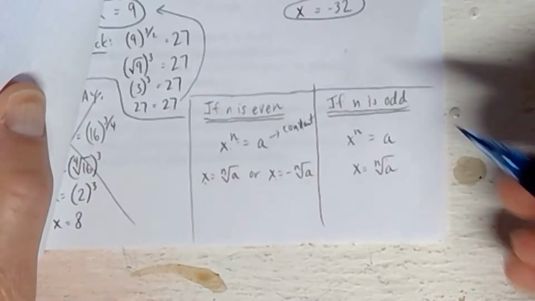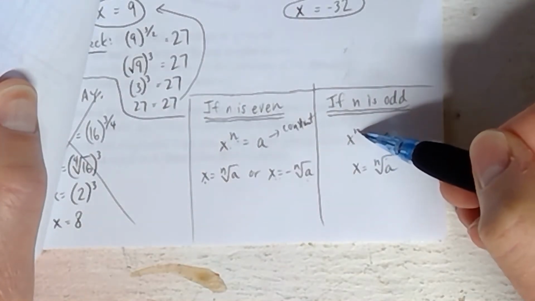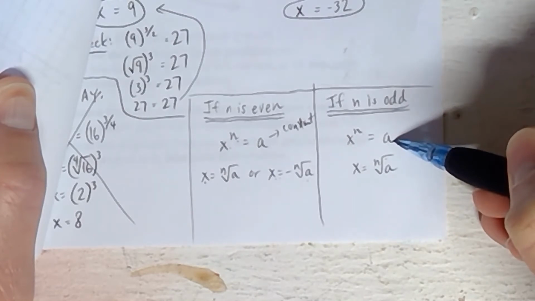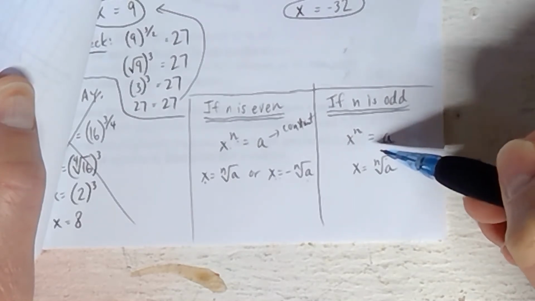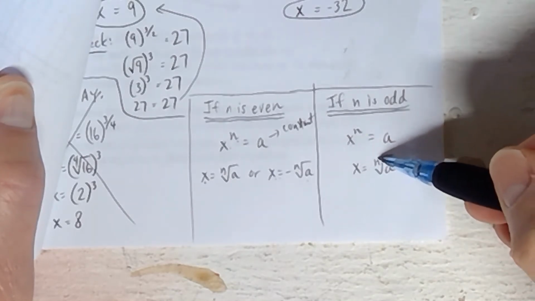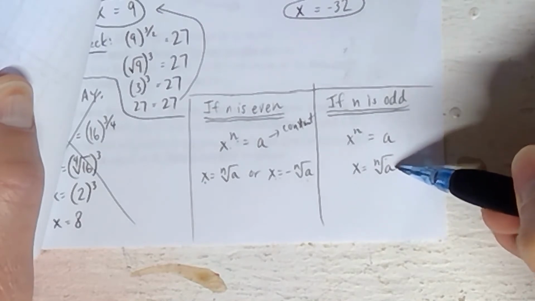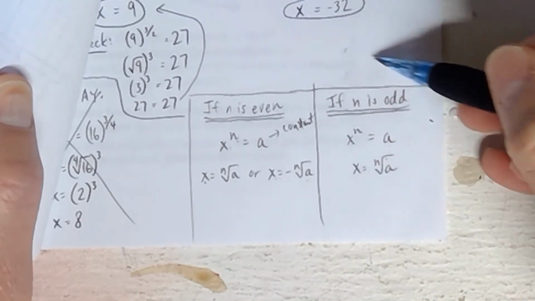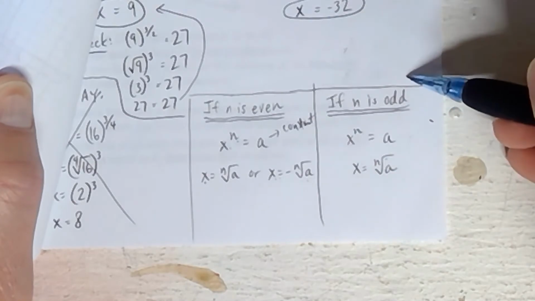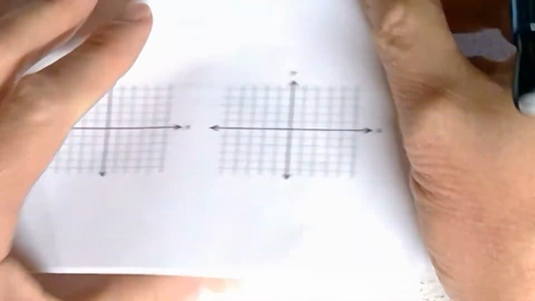Remember we said that when you have x to the 3rd, because 3 is an odd number, x to the 3rd equal to 27/64, that means that x is going to be equal to the cube root of 27/64. I'm just using this rule that I learned in the last section.